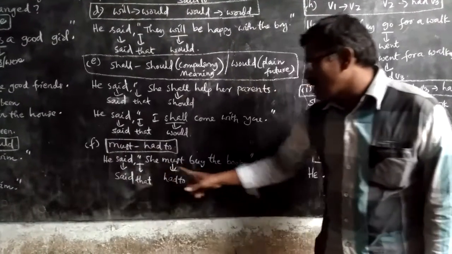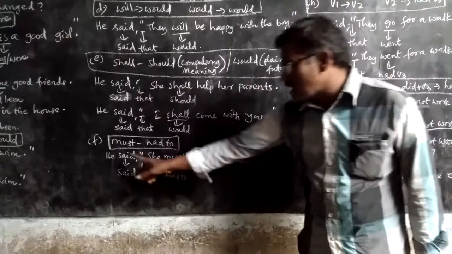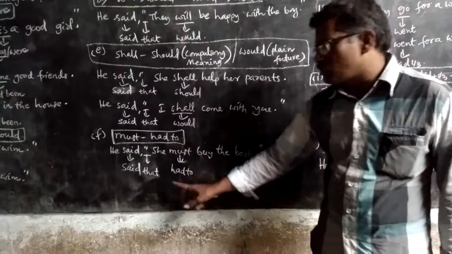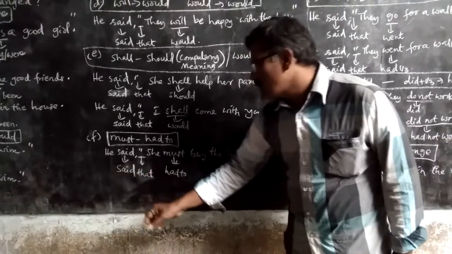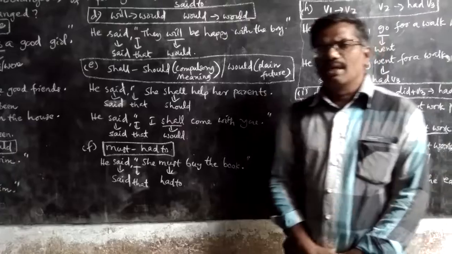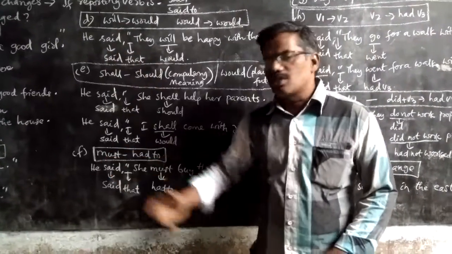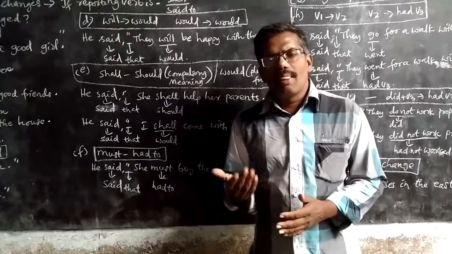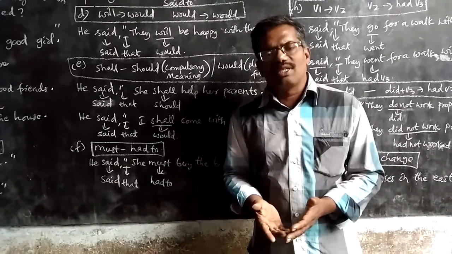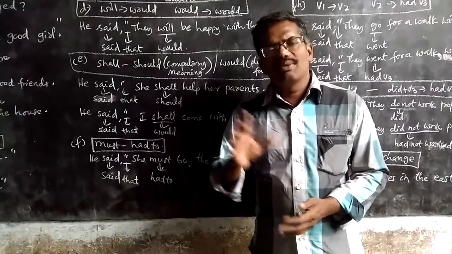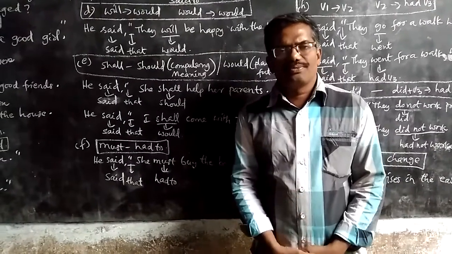So, he said she must buy the book. Here said becomes said, inverted comma becomes that. Must will be had to. So the answer will be he said that she had to buy the book. In this way, these are the certain rules by which we can easily change verb into verb. We can make the verb changes if we have said or said to in the reporting part.